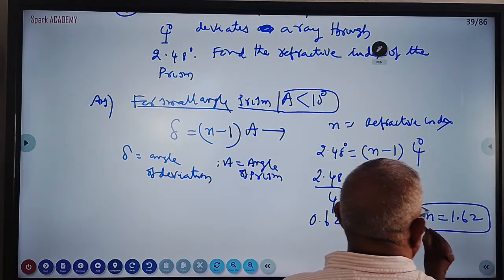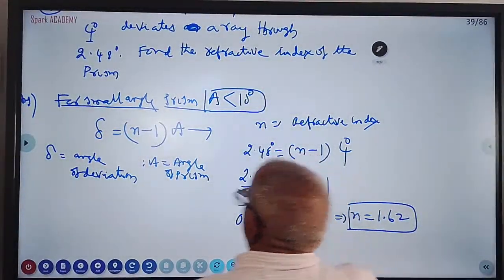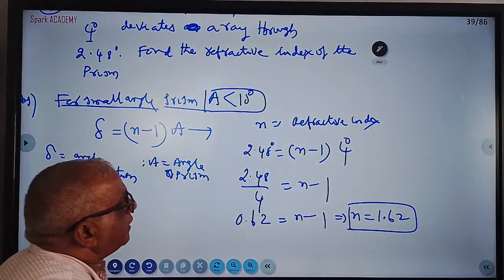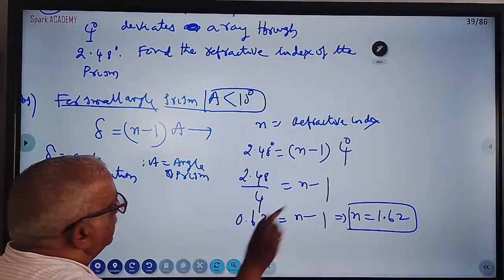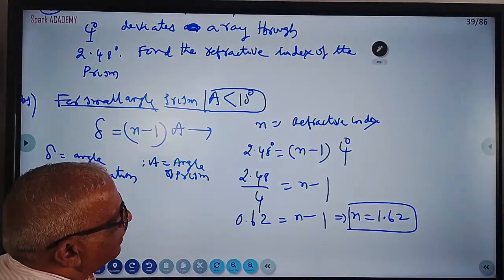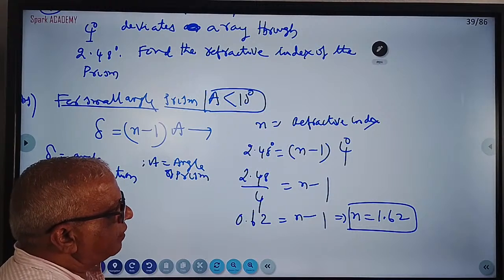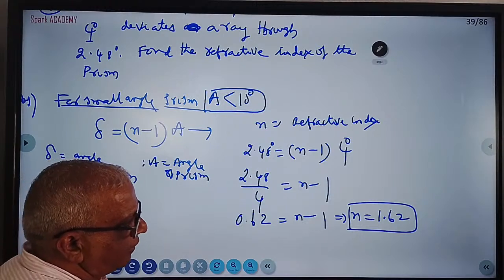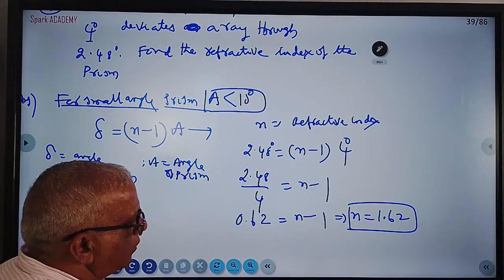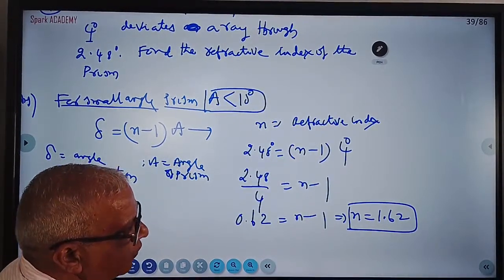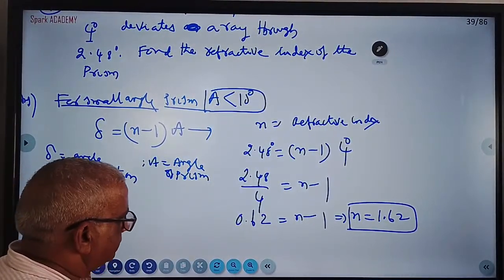Refractive index is 1.62. This is the formula. Note it down: angle of deviation is equal to (n minus 1) into A. This is used only when A is less than 10 degrees. Here A is 4 degrees, so you can use this formula. Some books write mu or n for refractive index. 0.62 equals n minus 1, so n is equal to 1 plus 0.62, which becomes 1.62. This is the refractive index, no units.